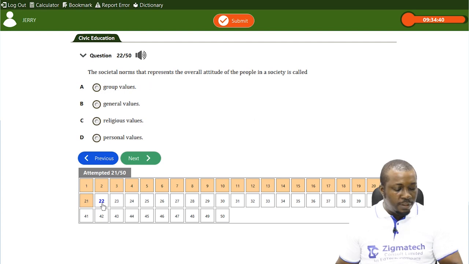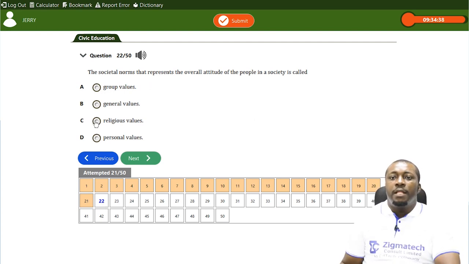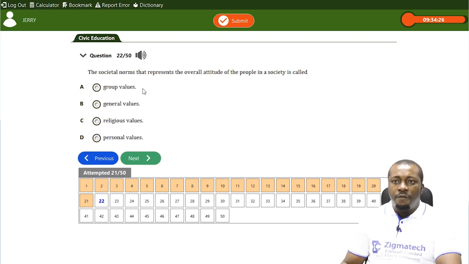Now, this question says, the societal norms that represent the overall attitude of the people in the society is called, is it group values? Overall attitude that represent, is it general values? Is it religious values? Is it personal values? Now we're talking about personal values.